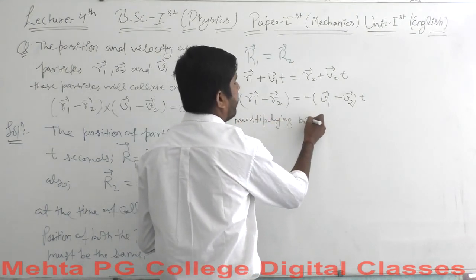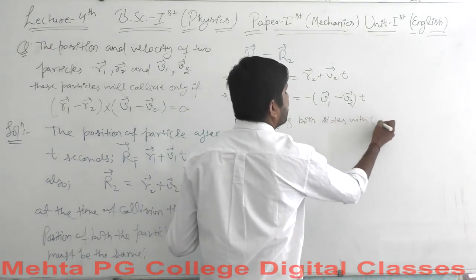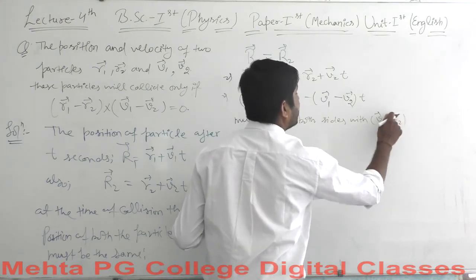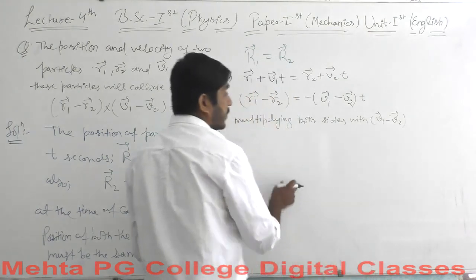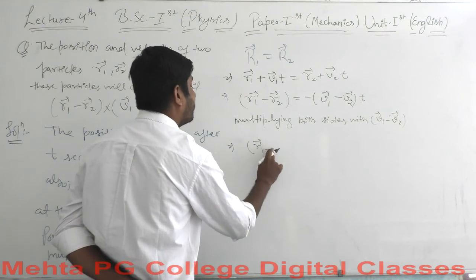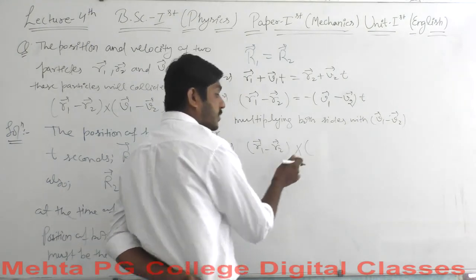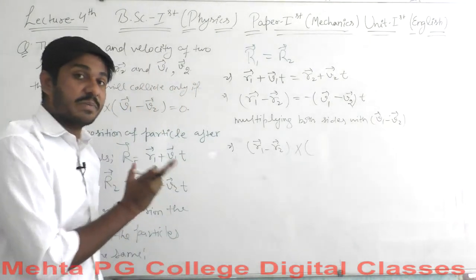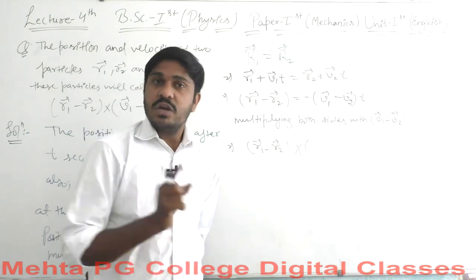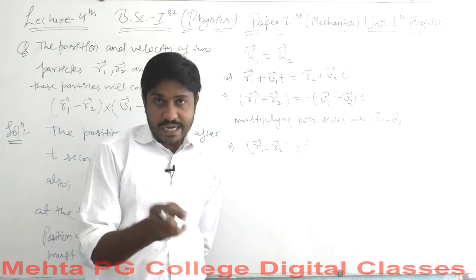multiplying both sides with v1 vector minus v2 vector. You will remember the thing will come to you. So this is equal to r1 vector minus r2 vector cross product. Yes, this should be considered as the cross product, because every time the vector multiplication should be represented by the cross product, and the scalar product can be represented by a dot product.